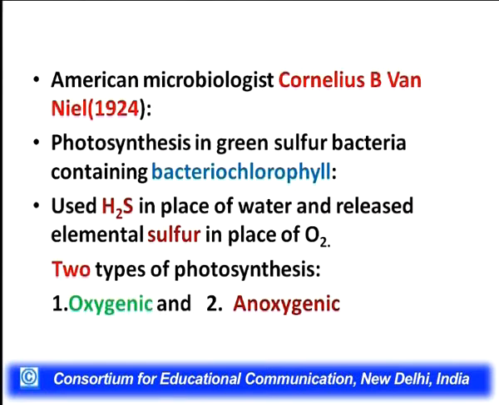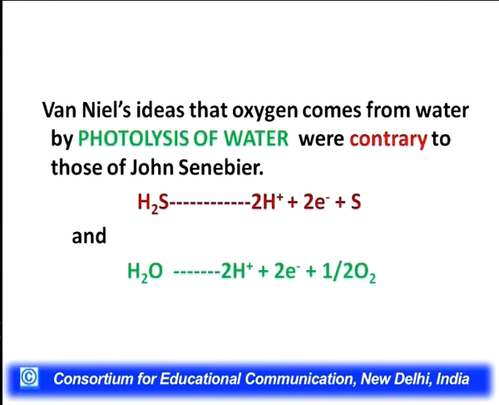Now, in the year 1924, it became clear that even photosynthesis is of two types: first, oxygenic, where oxygen is being produced, and anoxygenic, which is without the evolution of oxygen. And throughout 300 years, we have been advocating that oxygen is being released from carbon dioxide. Here, there is no oxygen being released at all. So how does one place oneself? Van Niel's idea was that oxygen comes from water.